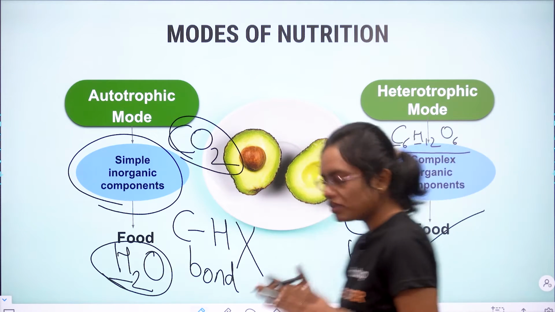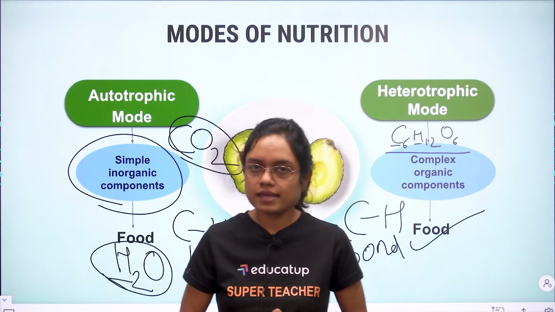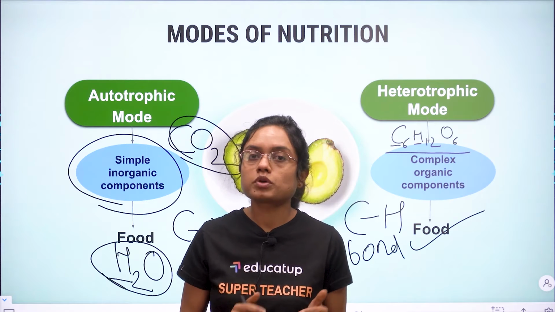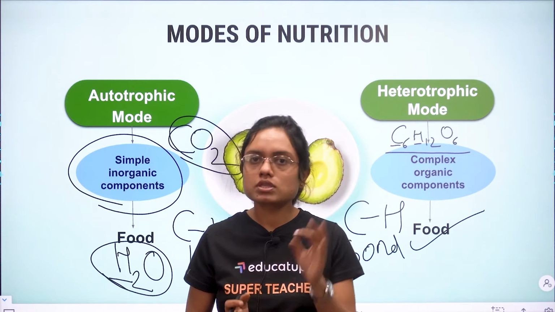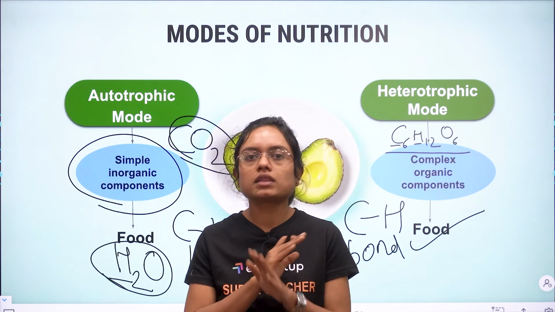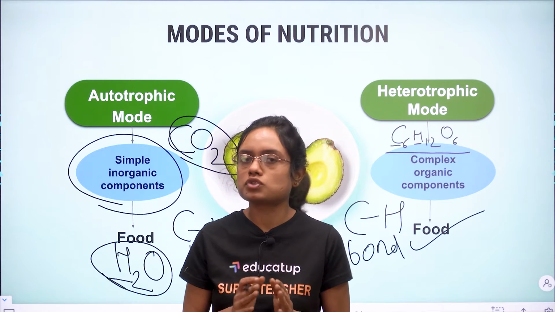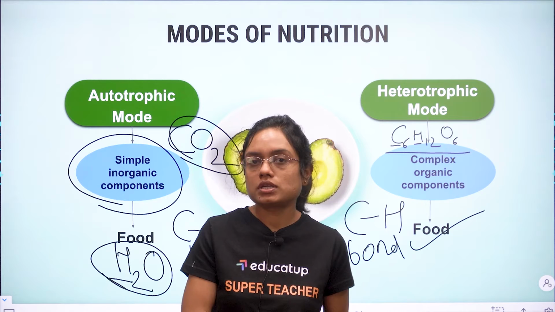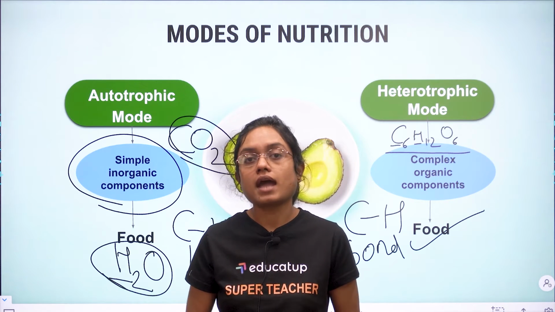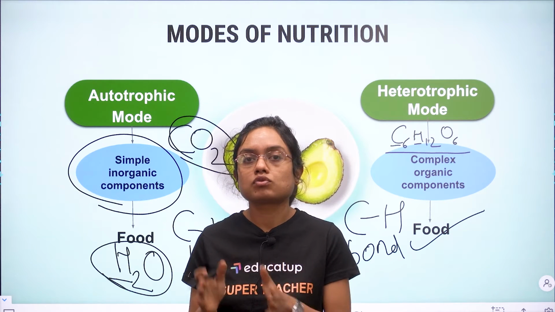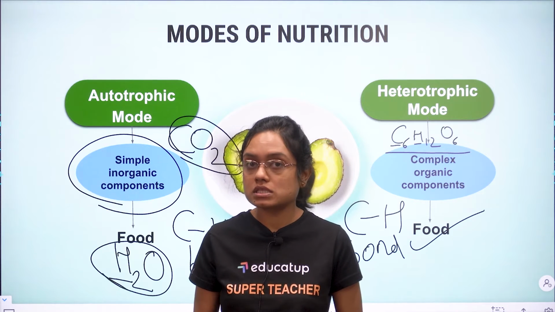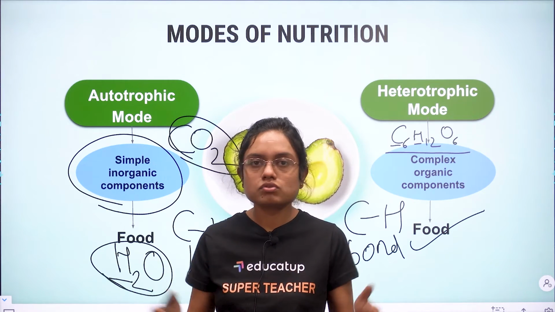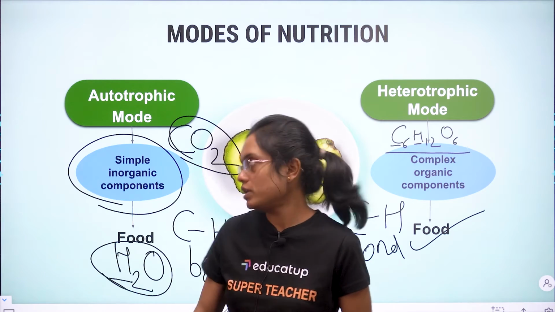So children, what have we analyzed? We have analyzed that in autotrophic mode, simple inorganic components are converted into food. Simple inorganic components means they are not containing any carbon-hydrogen bond. And in heterotrophic mode, the complex organic components are converted into food, which means they are containing carbon-hydrogen bond. Always remember this distinction. It's very easy to remember and always helps to differentiate between them. Now let's move ahead.